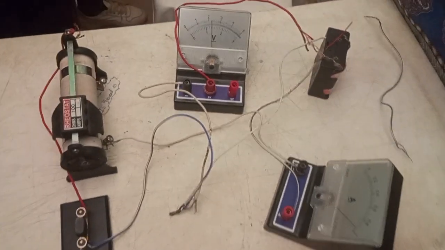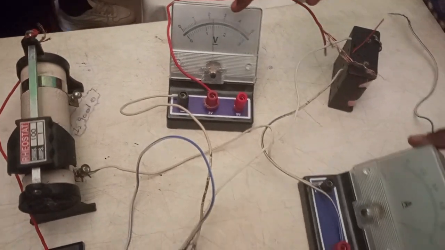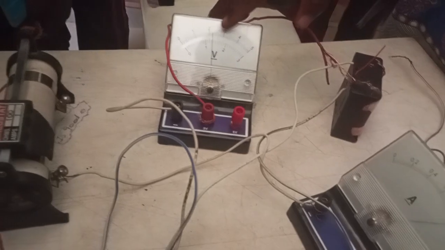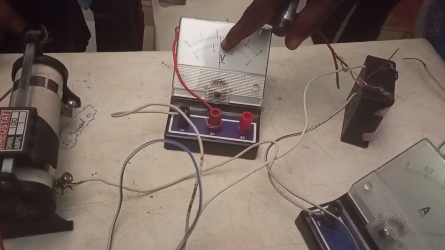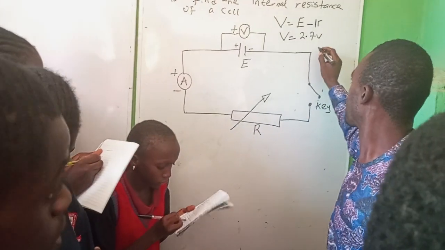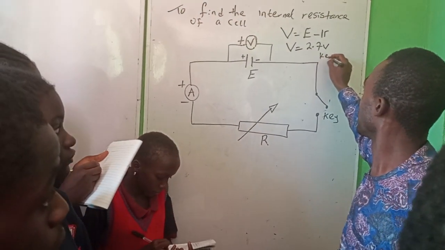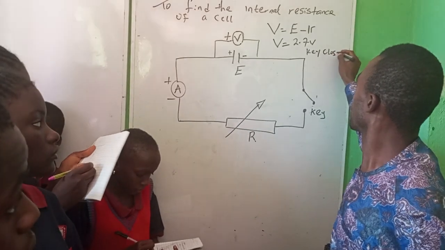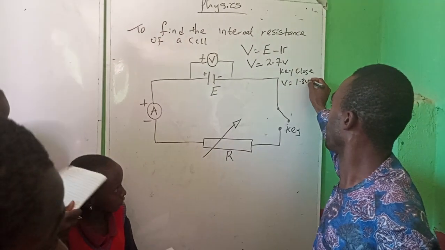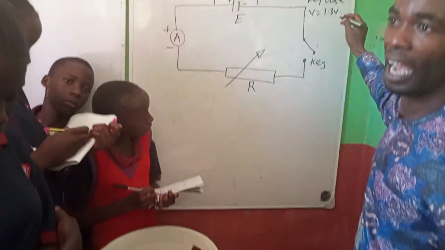Now, when I close the switch, what is the value of the voltage? 1.3. Now, the value of the voltage when the switch is closed, key closed. Voltage is what? 1.3 volts. Now, what is the ampere?